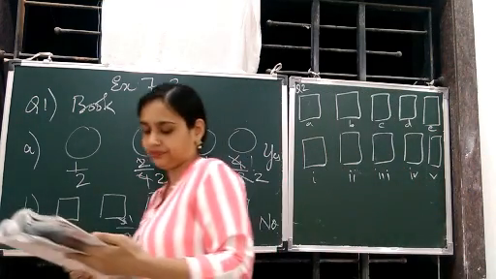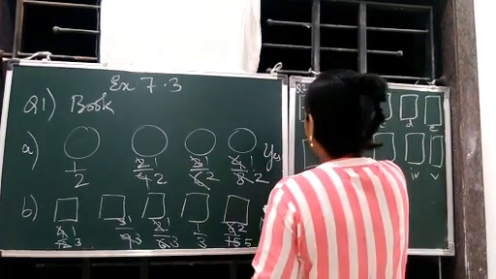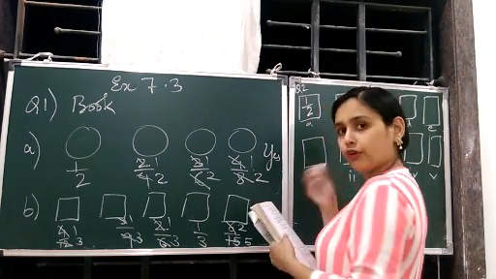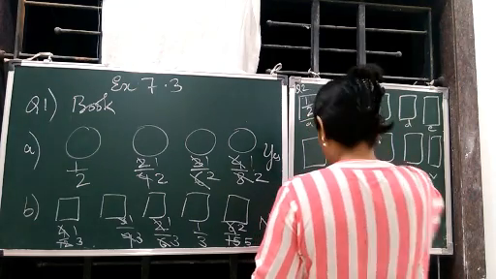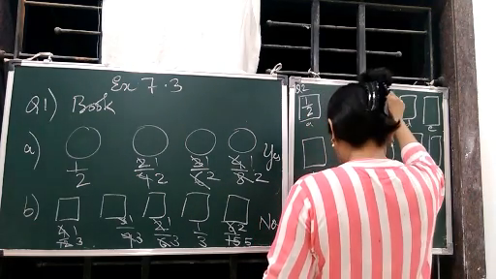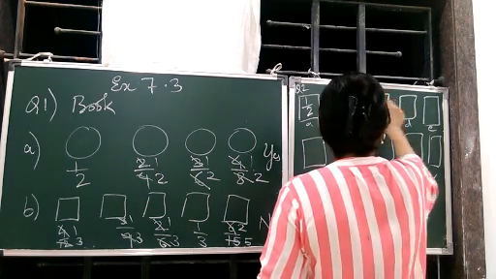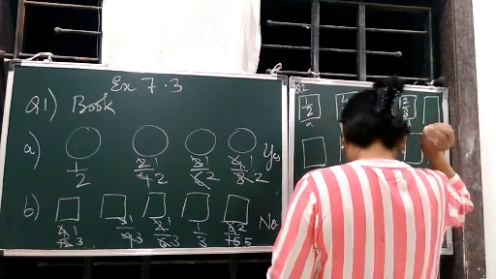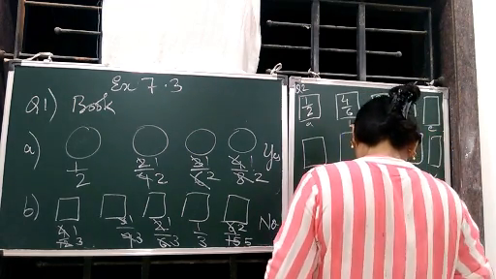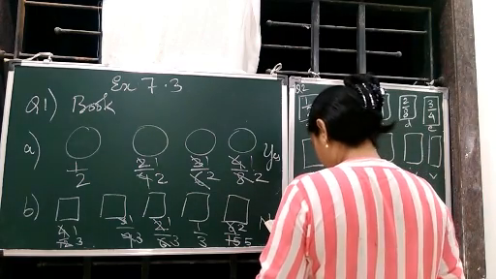Correct? Now we have to write the fraction. The first one is 1 by 2, wherever there is unshaded portion. Then this is 4 by 6. Then this is how much? 3 by 9. Then this is 2 by 8. Then this is 3 by 4.